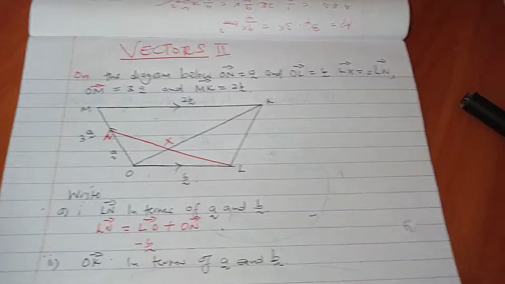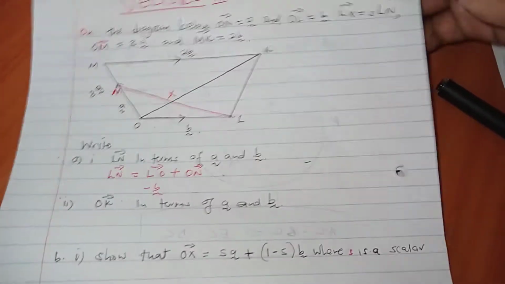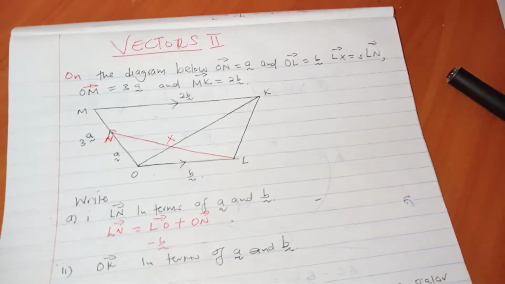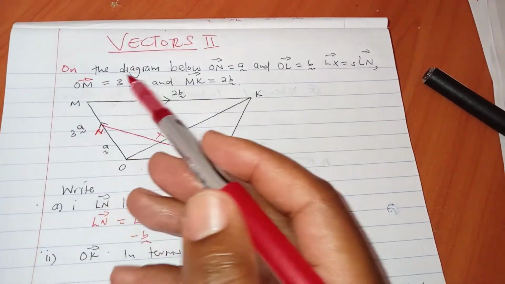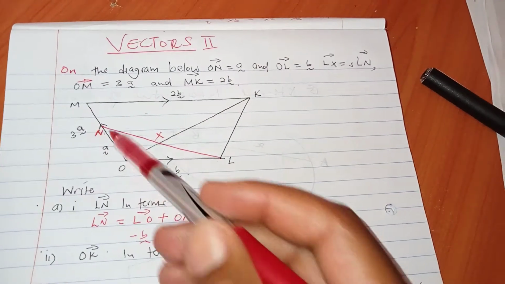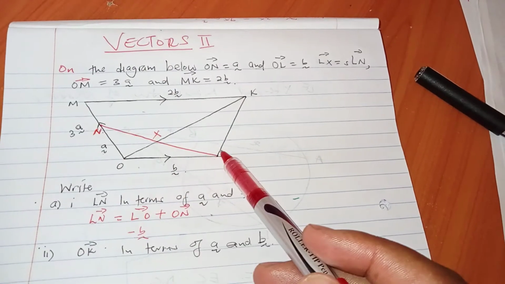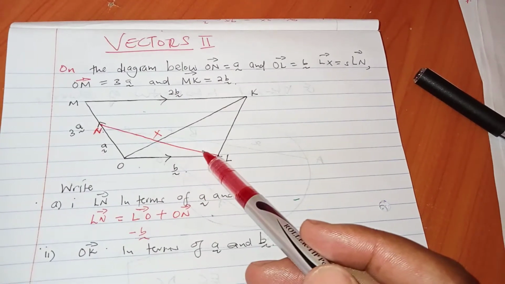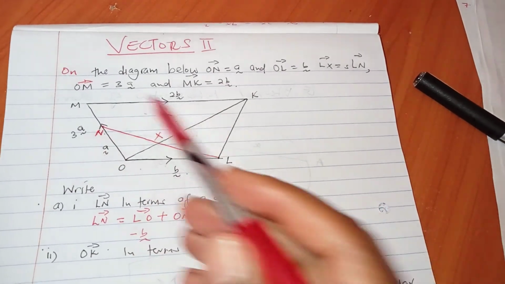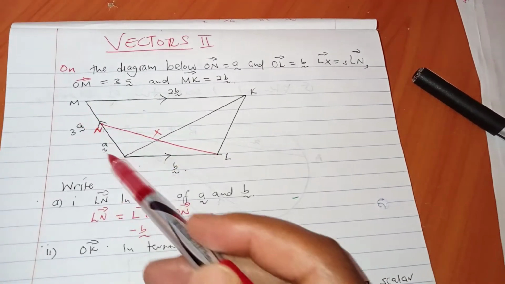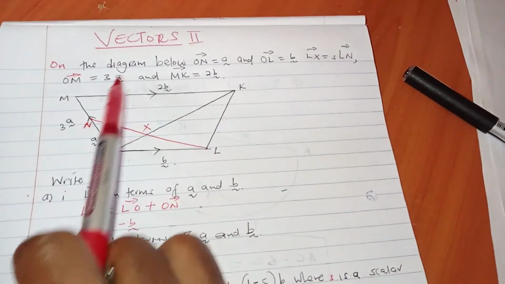So let's get started here, and I want us to take the simplest approach to solving this problem. On the diagram, ON is right here and its value is A, OL is B, LX is a fraction of this entire line LN, and OM is 3 times ON, so we have 3A here, and MK is 2B from here to here.